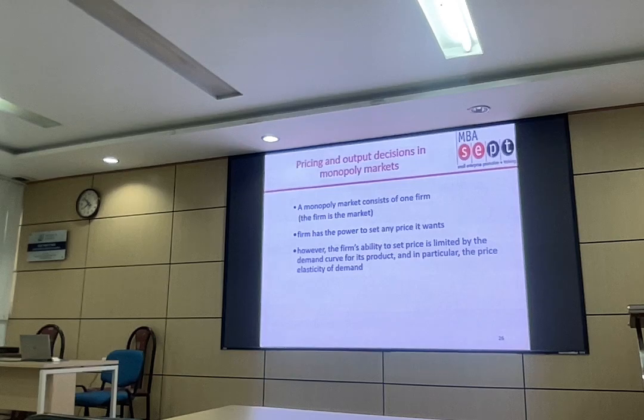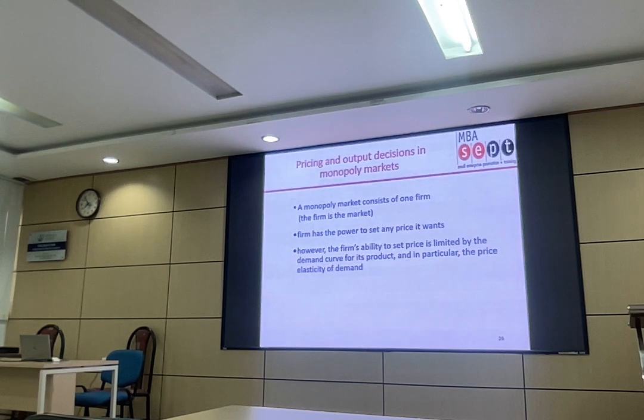Why? Why do you think so? What would be the limitations of the barriers for a price increase? Controlled by the government, yes. So without the government's intervention, it depends on the demand of the market. The demand curve is the limitation for firms that want to increase the price as much as they want.